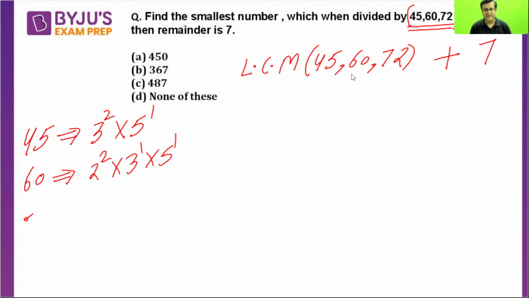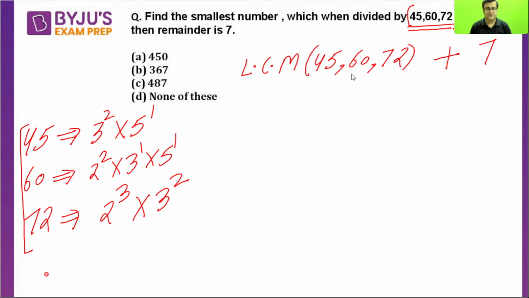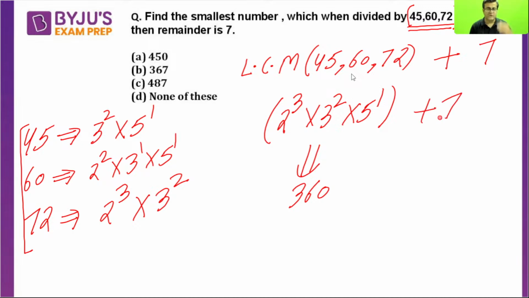Okay. In your mind, you will have to break 72: 8 9s are 72. 8 is 2 to power 3, and 9 is 3 to power 2. So I have factorized all the numbers. Now take the highest power of 2, which is 2 to power 3, then 3 to power 2 and 5 to power 1. 8 5s are 40, 40 9s are 360. 360 plus 7. The option is right. Okay, beta. I think this is clear now.